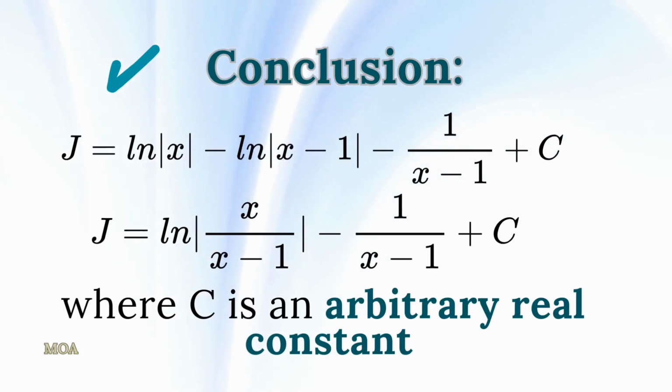And by applying the properties of the natural logarithm, this can also be expressed in the simplified form. J equals the natural logarithm of the absolute value of x over x minus 1, minus 1 over x minus 1, plus an arbitrary real constant denoted c.